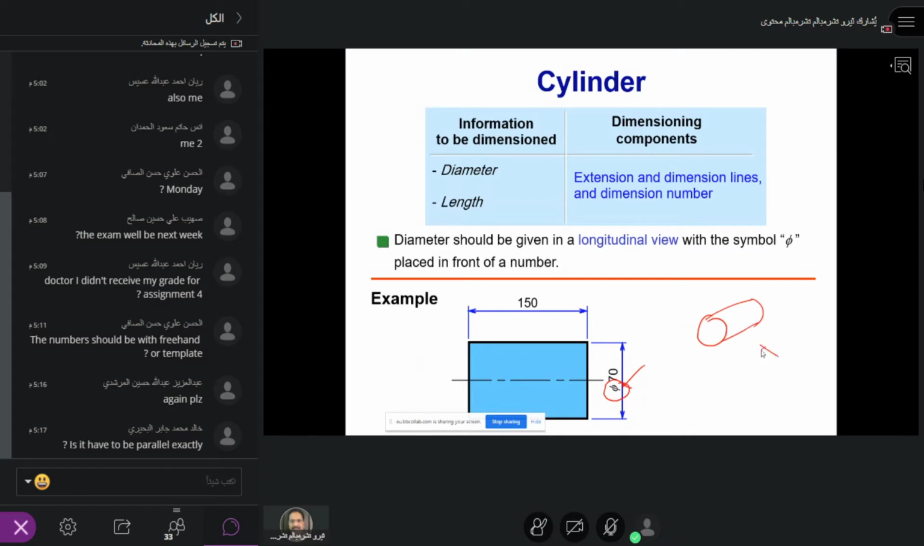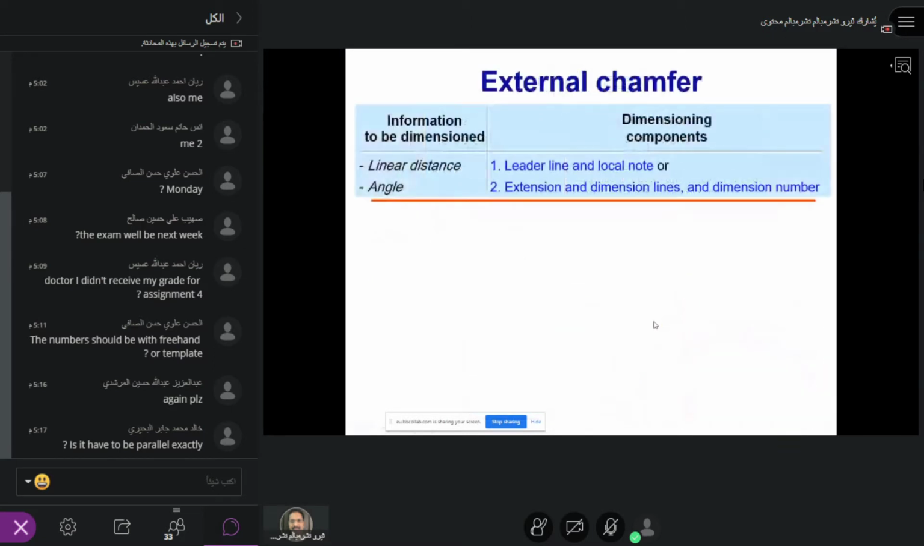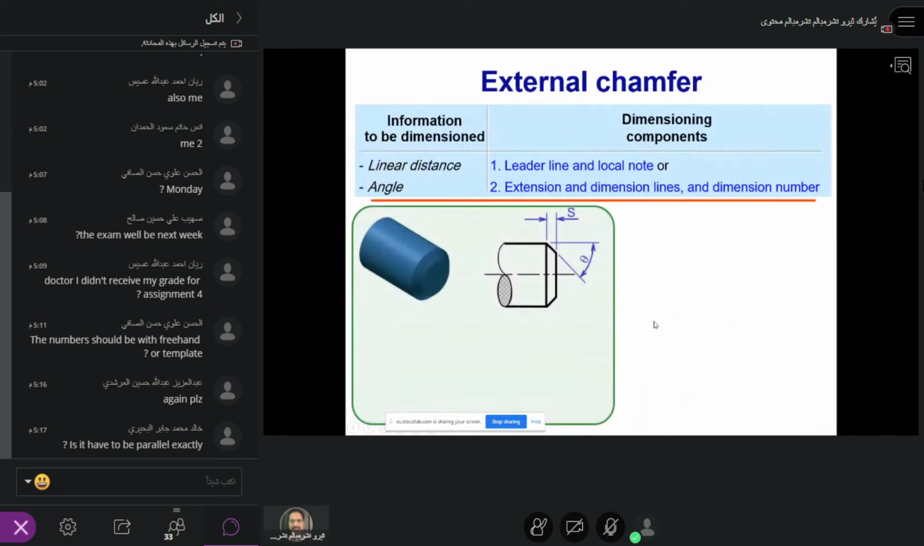But when you see the cylinder from the front view, it always looks like a rectangle. So how will I show that? First, I will draw the center line that shows this is a cylinder. Second, I mark it dia 50. Then I know this is a cylinder because the dia is there. That's why it's a cylinder. Clear? All right.